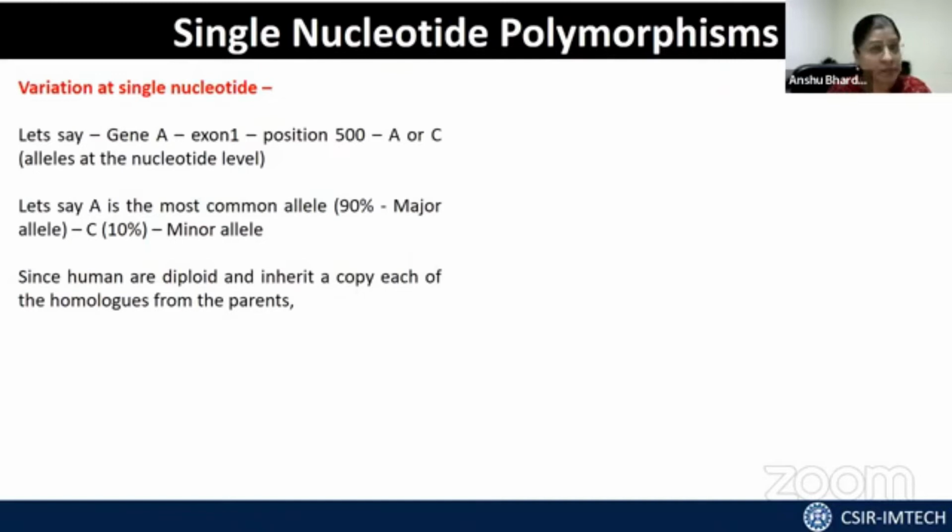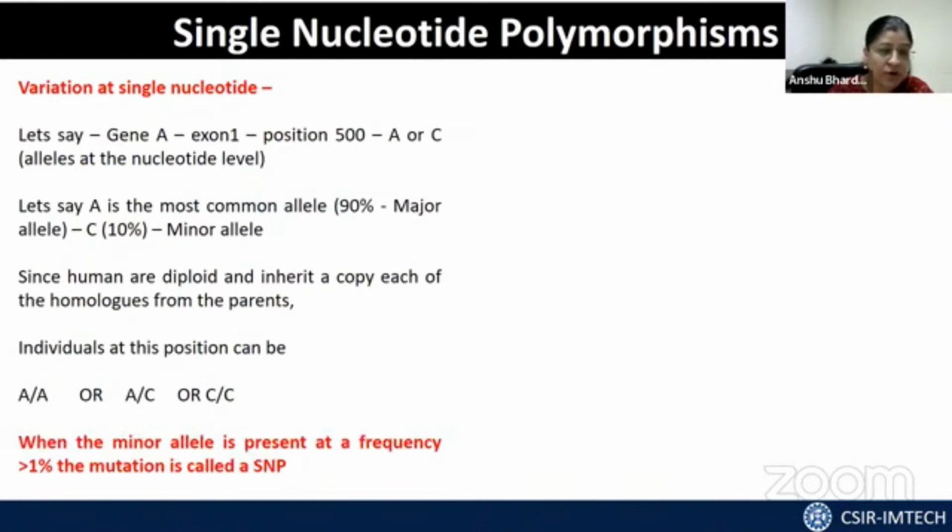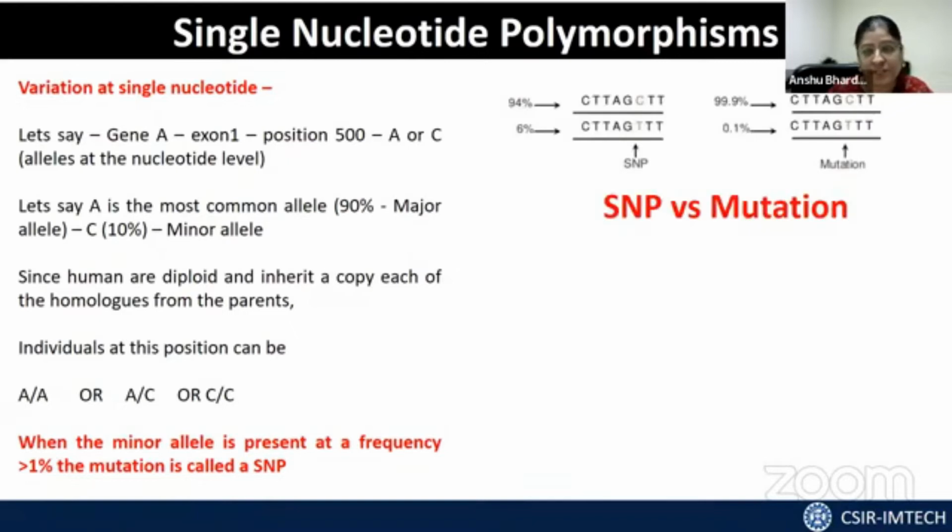So since humans are diploid, we get one pair of chromosomes from our mother, the other from the father. So basically what you actually will see is that either the individuals will have AA, AC, or CC, right, at this particular position. Now, how do you decide that it is an SNP? It is when the minor allele, and in this case that is C, is present at a frequency of more than 1% in the population. So let's take two examples. In the first case, if 94% people have C, which is the major allele, and 6% have T, which is the minor allele, you say this is an SNP.